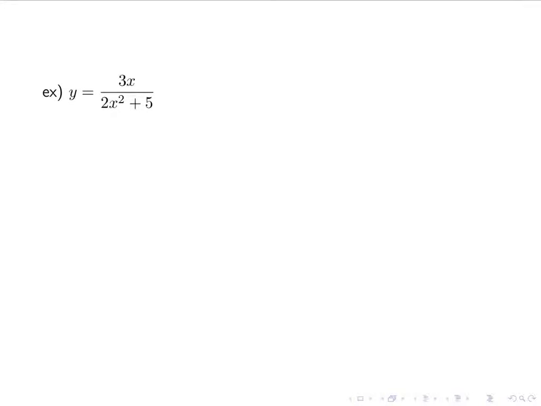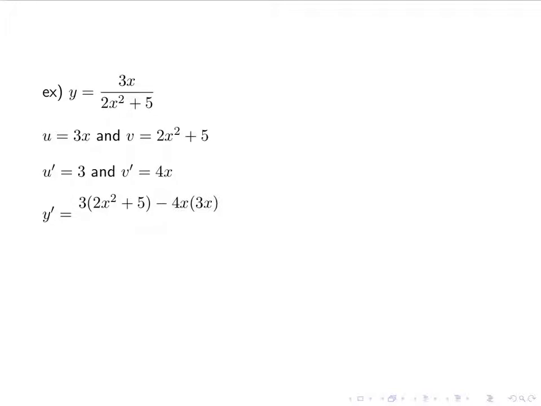Our next example, 3x divided by 2x squared plus 5. So again, we'll let u be the top, v be the bottom. We'll differentiate them. So u prime is 3, v prime is 4x. And then we'll start putting it into the formula. So u prime v minus v prime u all over v squared. Again, we will simplify the top. We'll distribute the 3, multiply the 4x and the 3x, and then combine like terms. You'll end up with negative 6x squared plus 15 over 2x squared plus 5 all squared.